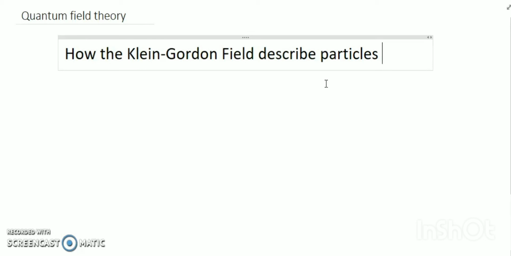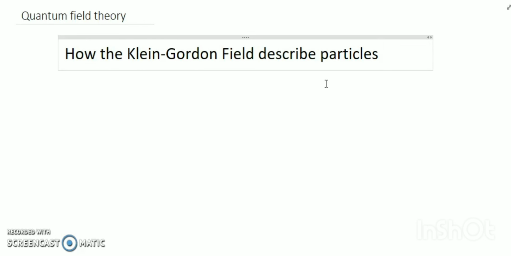Today's discussion is the Klein-Gordon field in quantum field theory. We will discuss interpretations of the Klein-Gordon field and Bose-Einstein statistics.